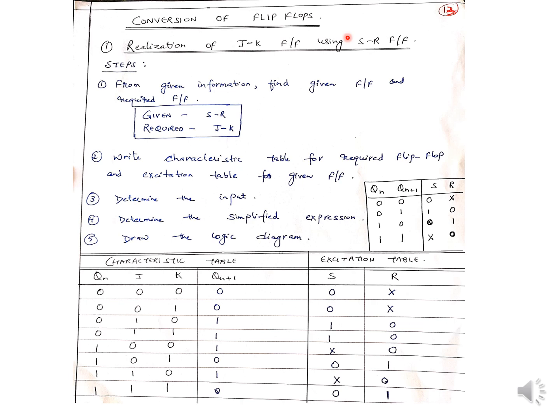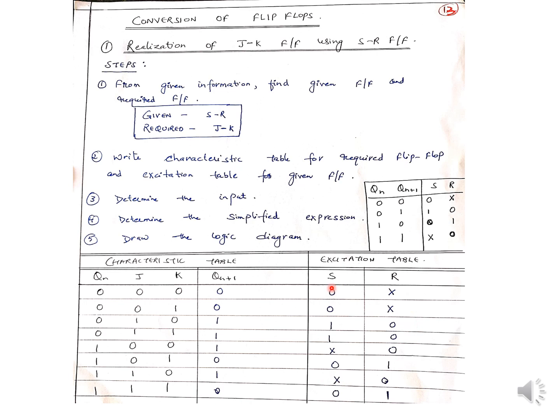Now the next step is to write the characteristic table for the required flip-flop and the excitation table for the given flip-flop. This is a really important step. See, if you do not remember for which flip-flop you have to write the characteristic table and for which flip-flop you have to write the excitation table, it will not give you the correct answer. So you have to write the characteristic table for the required flip-flop and the excitation table for the given flip-flop.